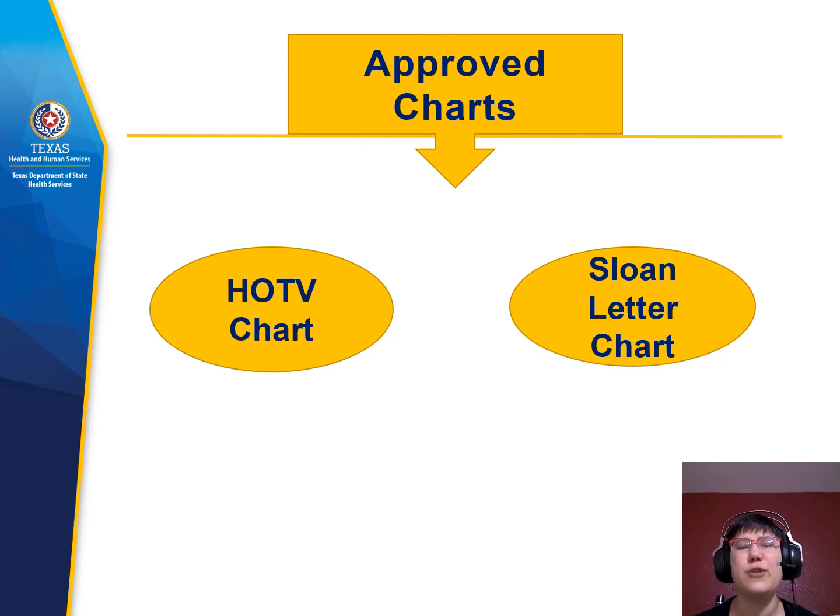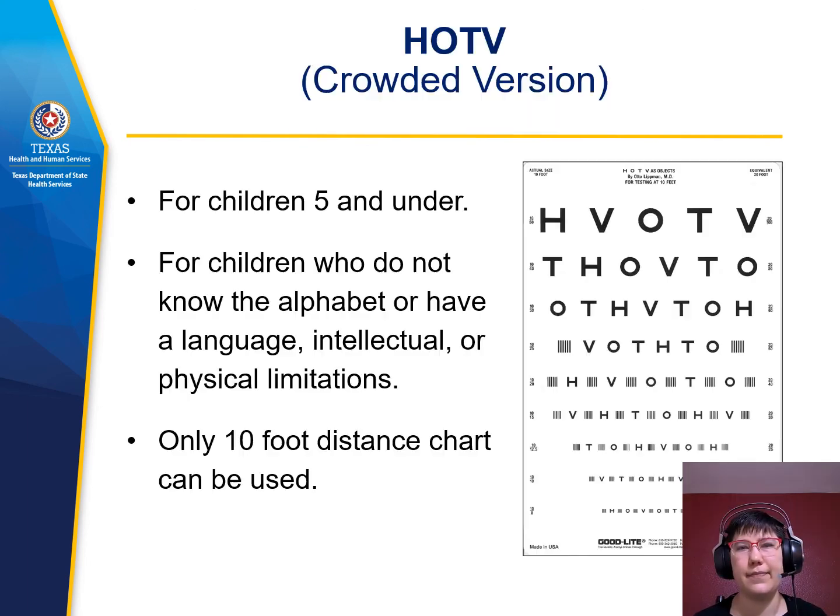One is the HOTV chart. It is just those 4 letters. It is not for children who know all the alphabet. It is a matching game. If they can say HOTV, you need to move to the letter chart. And you would have a little matching pad for them to point to, to indicate which one it is. And then the other one is the Sloan letter chart.